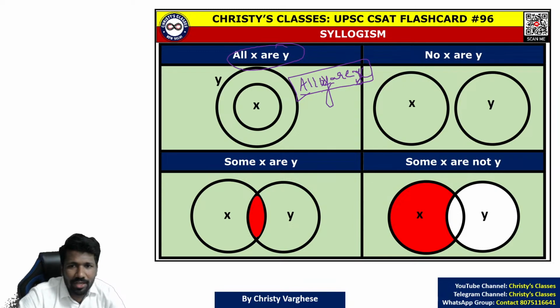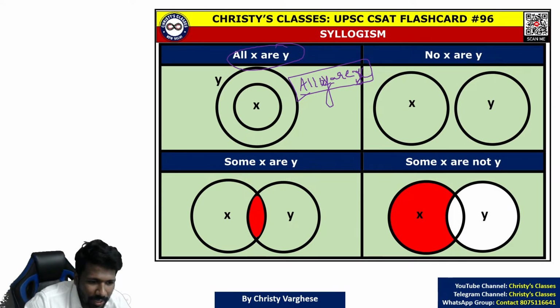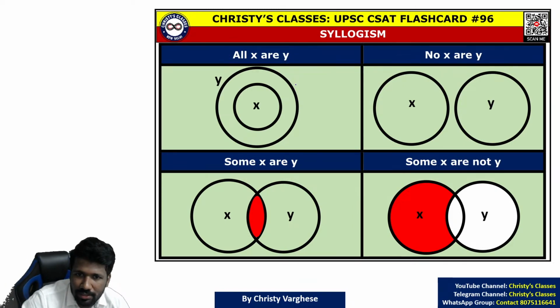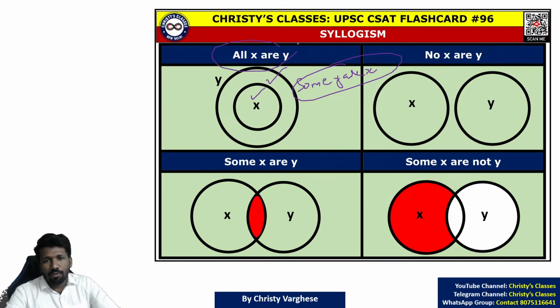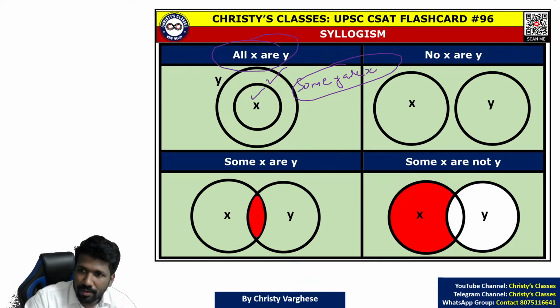So, all x are y does not imply all y are x, but it implies some y are x. Some y are x, that is for sure. Because all humans are mammals means we can say some mammals are humans. Some mammals may not be humans also. So, some y are x we can say if all x are y is given. No x are y, what can you derive? You can say no y are x also, isn't it?